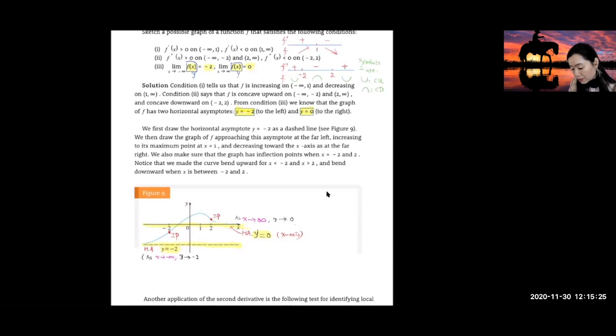And remember, this is a horizontal asymptote on this end, so I make it closer and closer to that. So it goes like this. You guys see it? Okay.